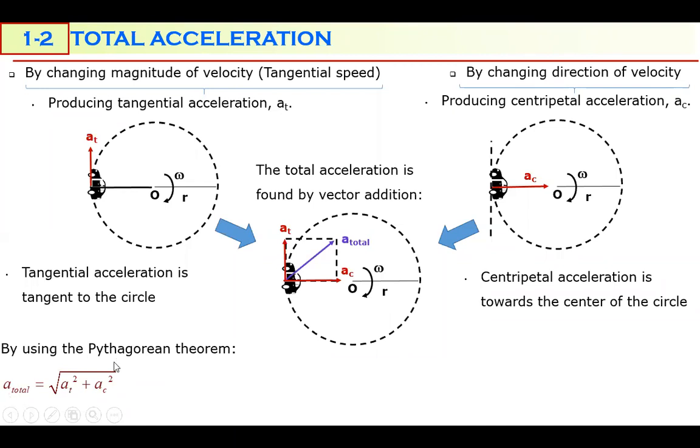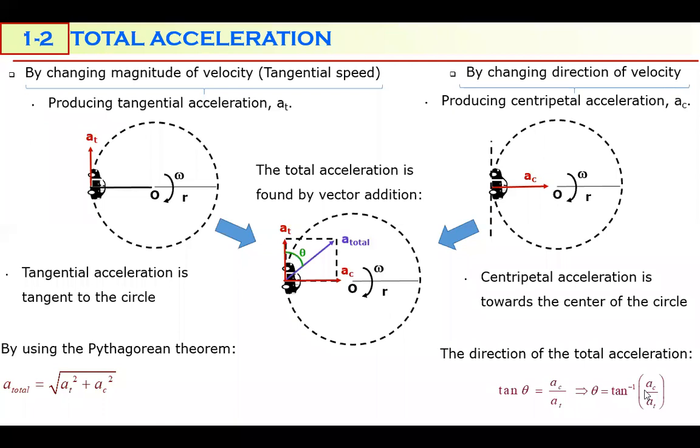This was last year's ministry exam question. They asked, which of the following is the correct relation between AC and AT? And they gave this equation in different forms. Of course, the correct one is what? A total is equal to the root of AT squared plus AC squared. And also, they ask about this angle, that angle. Again, we are going to use tangent theta as we did in chapter 6. Opposite side divided by adjacent side, tangent theta. The opposite side of this triangle is AC. The adjacent side is AT. If you divide AC by AT, you get tangent theta, and theta is equal to the inverse of tangent of AC divided by AT. Okay, this is the end of the second.